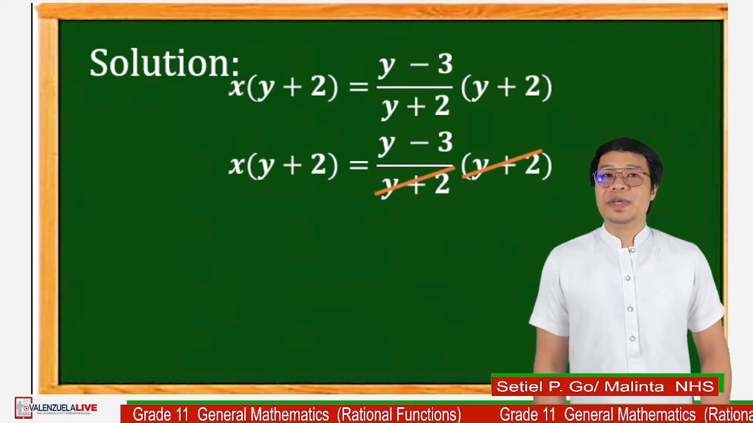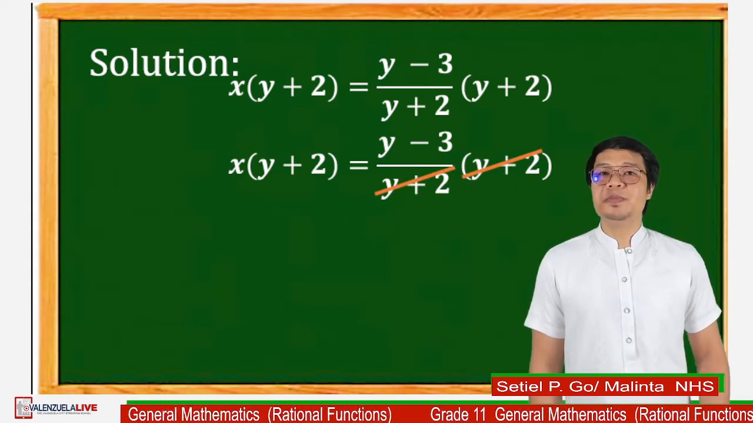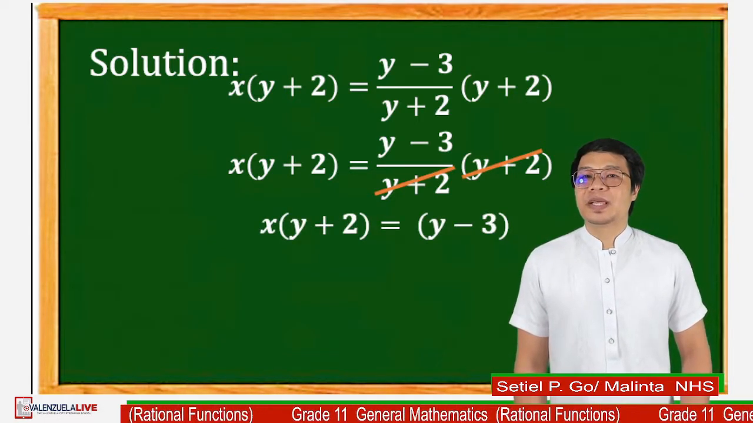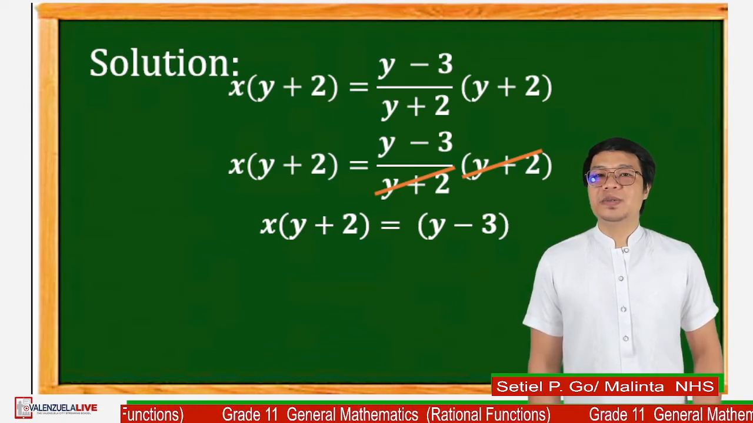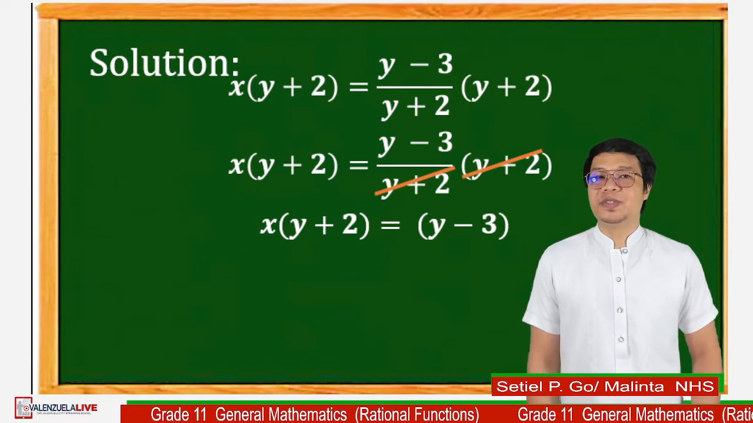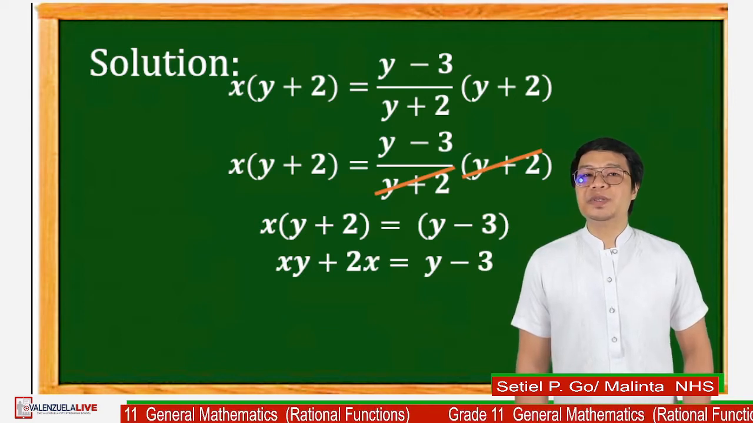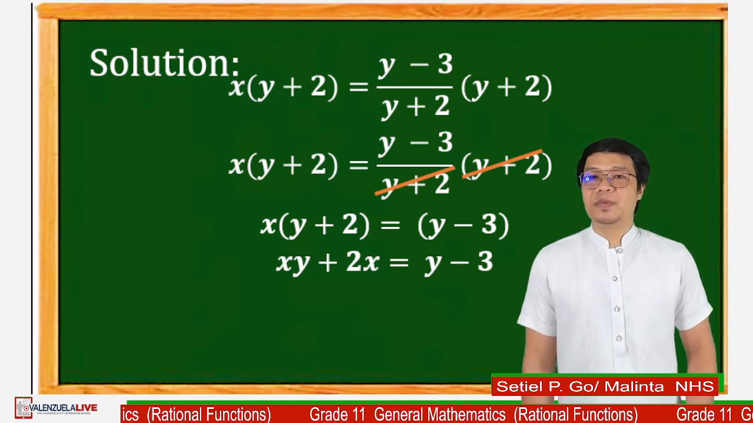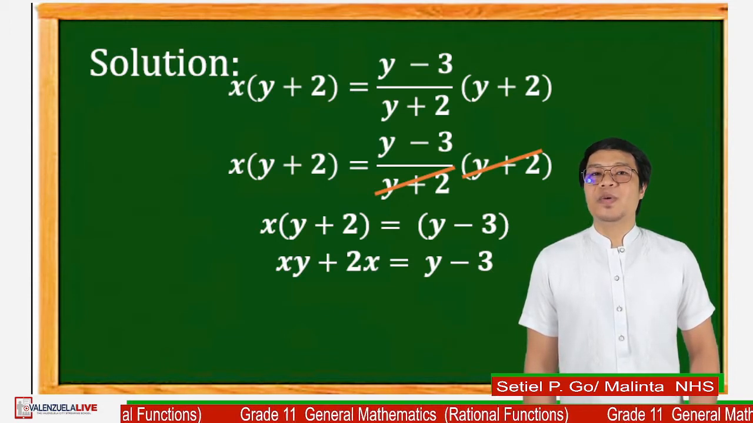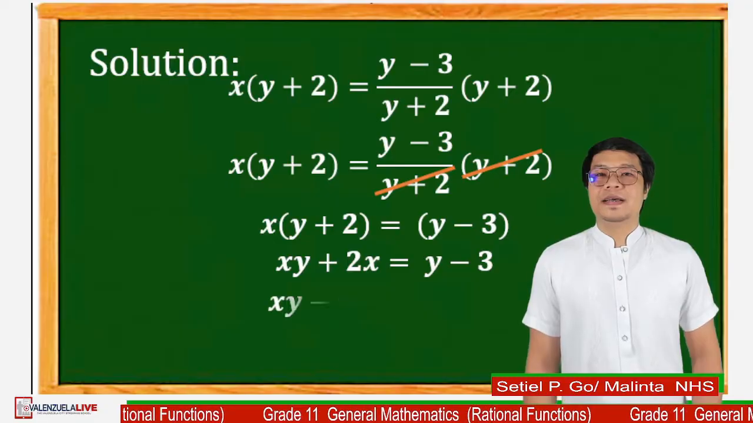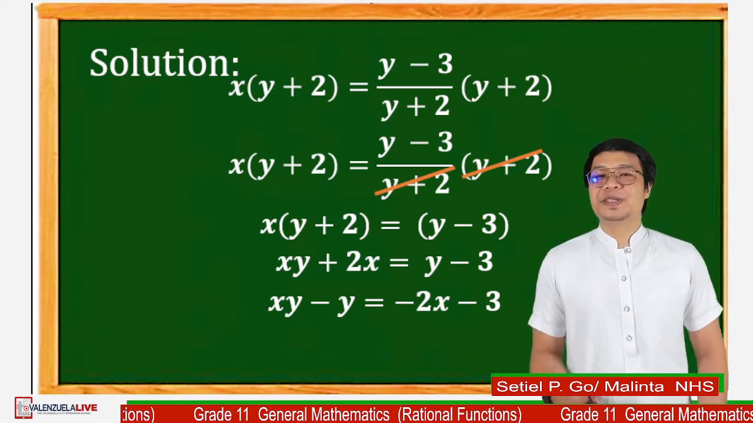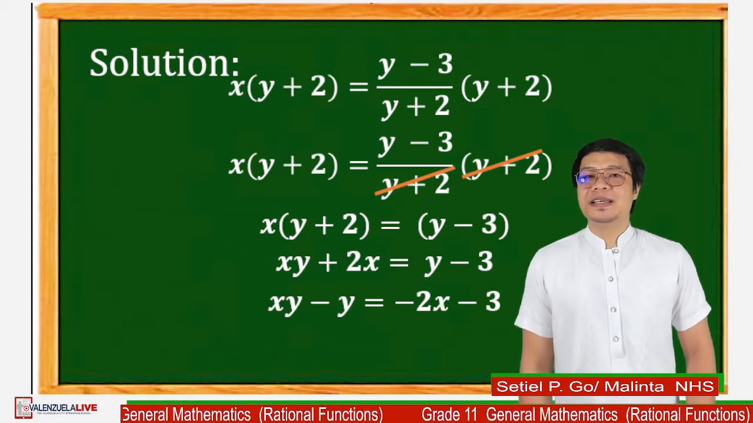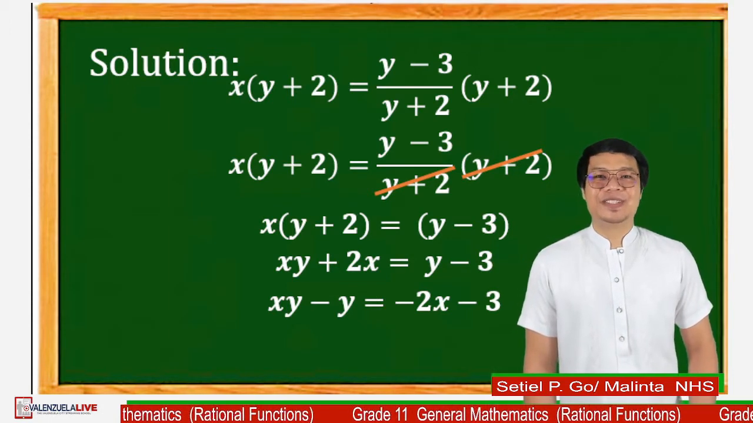As you can see, we can eliminate y plus 2 from the numerator and the denominator. So the resulting equation will be x times the quantity (y plus 2) is equal to y minus 3. Now, you're going to distribute x on the left side of the equation. So this will become xy plus 2x is equal to y minus 3. This time, we're going to combine similar terms, which are xy minus y is equal to negative 2x minus 3.